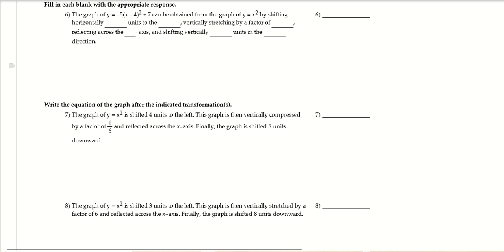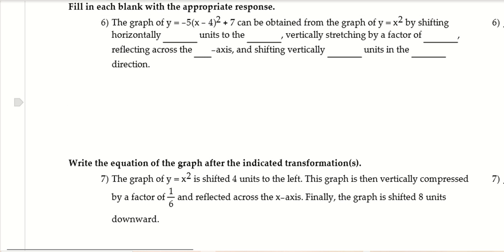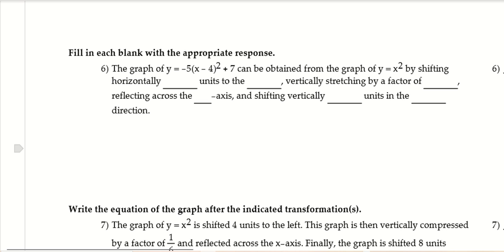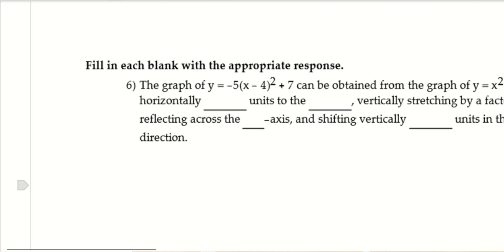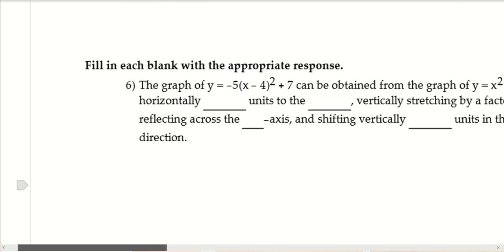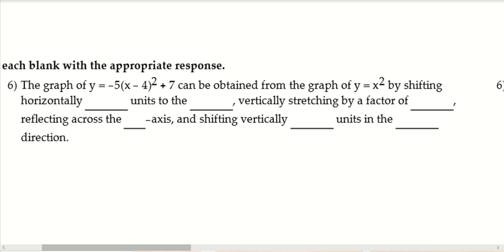Okay, here we go. Let's try 2 more. All right. It says y equals negative 5 times (x minus 4) squared plus 7 can be obtained from the graph y equals x squared by shifting horizontally blank units to the blank, vertical.